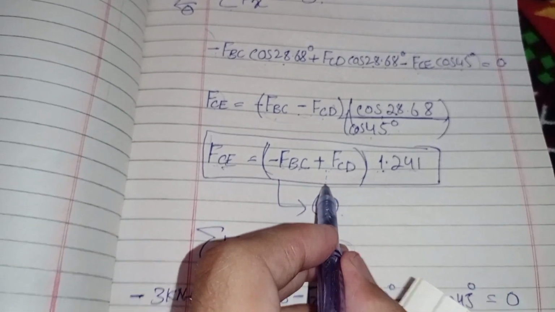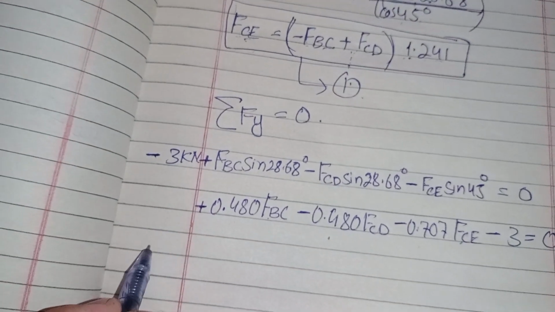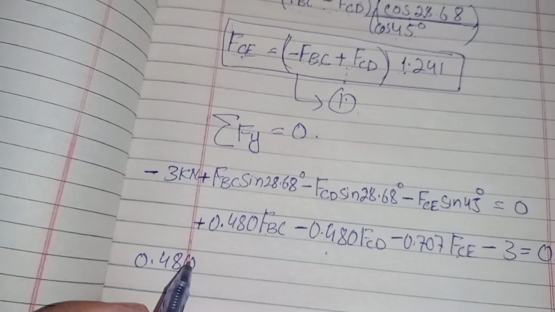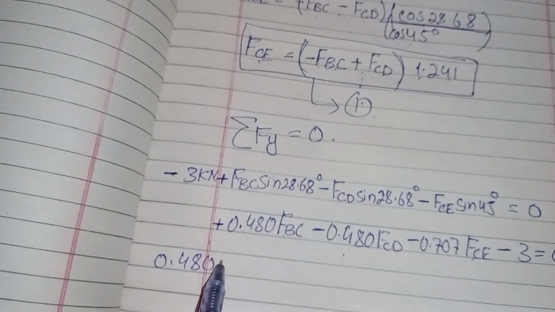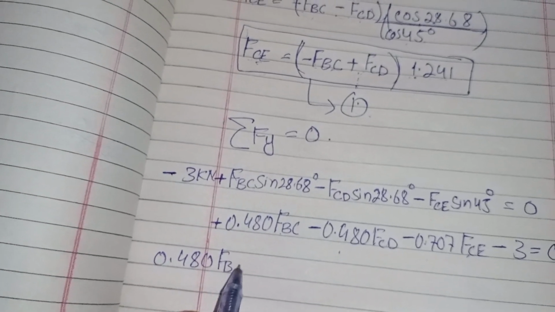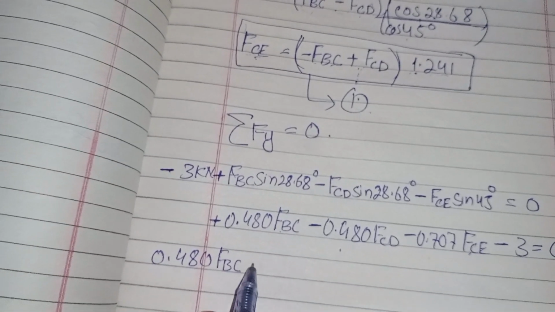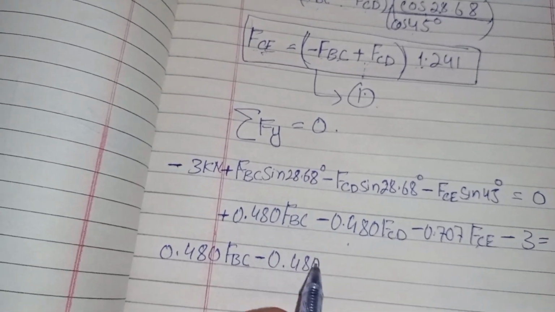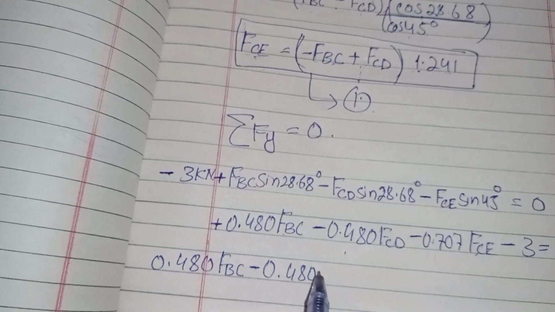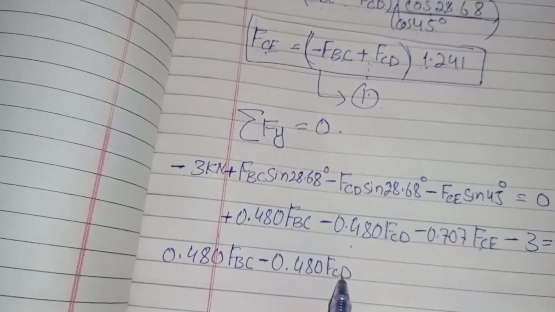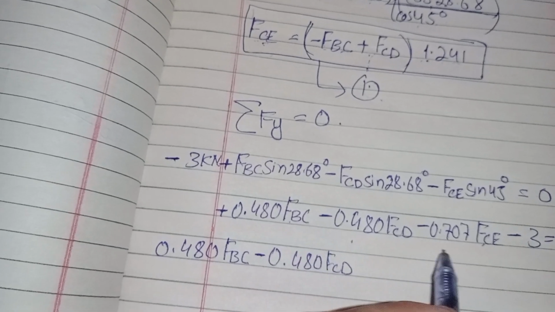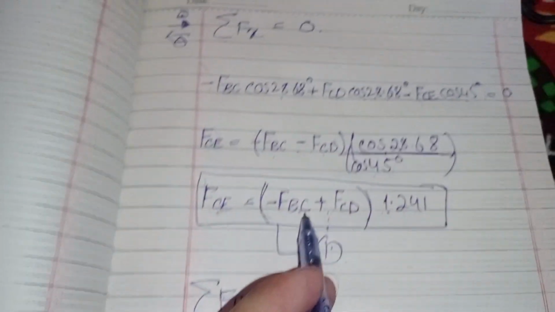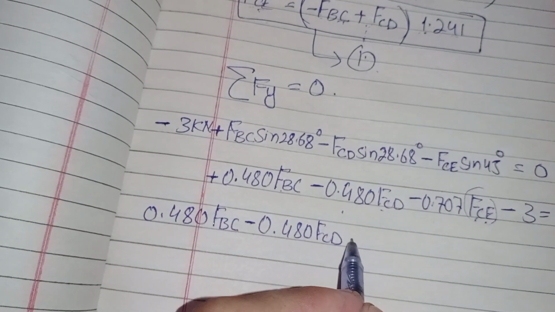I want to put equation 1 in equation 2. So 0.480 F_BC, also negative 0.480 F_CD. Okay, and in place of F_CE I will put this equation.